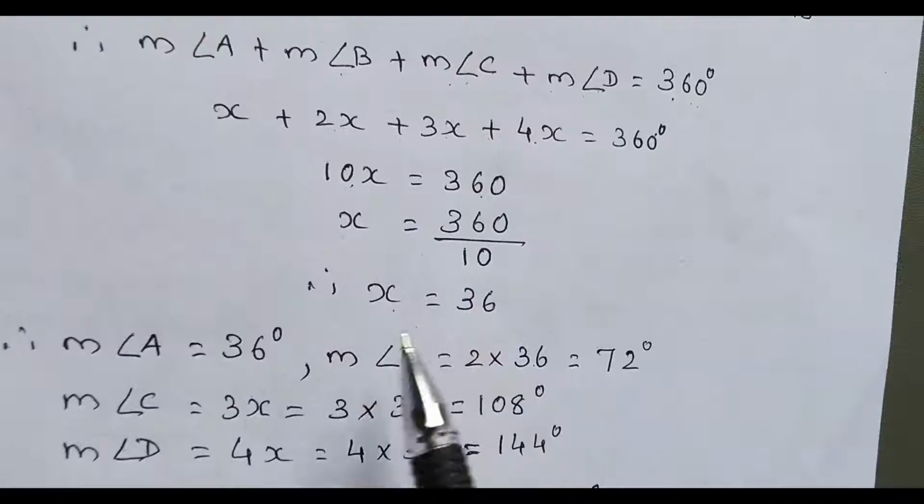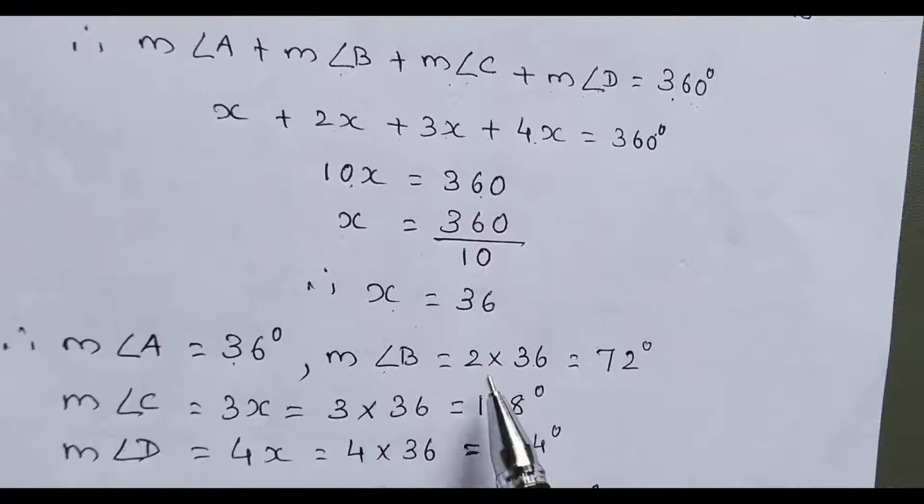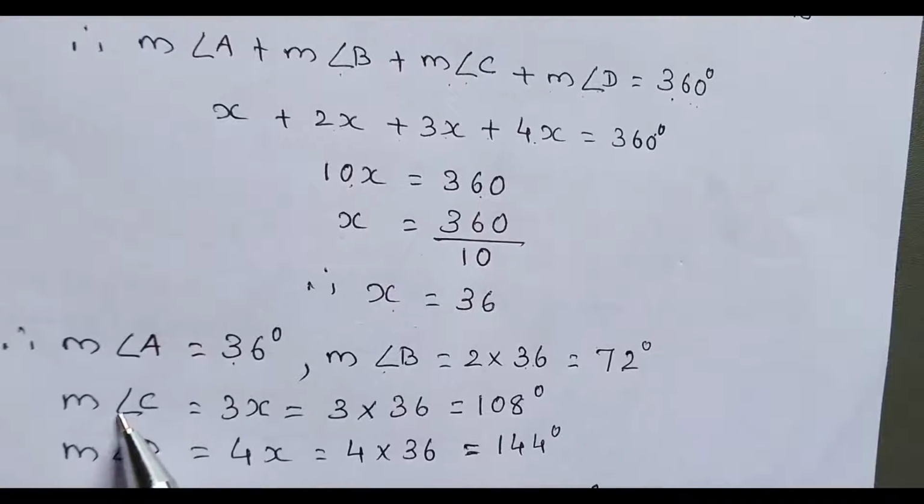So if x is 36, measure angle A is 36 degrees. Measure angle B is 2 multiplied by 36, that is 72 degrees. Measure angle C is 3 multiplied by 36, that is 108 degrees. And measure angle D is 4 multiplied by 36, that is 144 degrees. Now the next part of the question is, with reason, write which type of a quadrilateral it is.